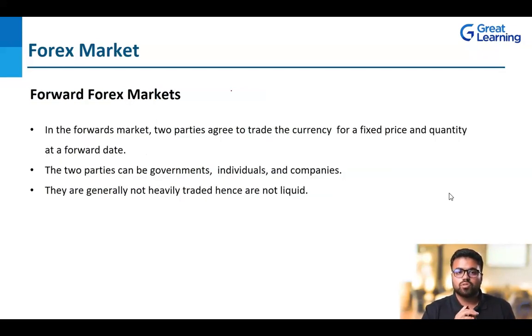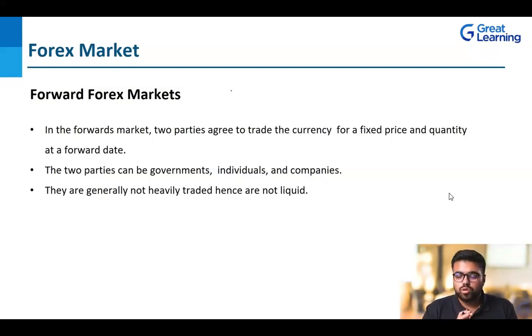Next comes the forward forex market. In the forward forex market, what exactly happens is that two parties agree to trade the currency for a fixed price in the future. So it is not today, not tomorrow. It is basically 1 or 2 months in advance. So they can speculate whether the currency will go down or whether the currency will go up. They take a bet on a number that is in the future, right?